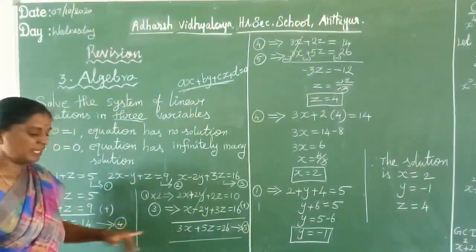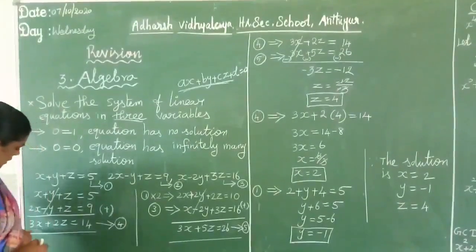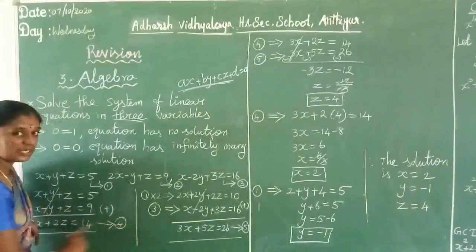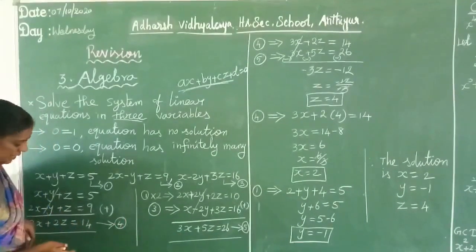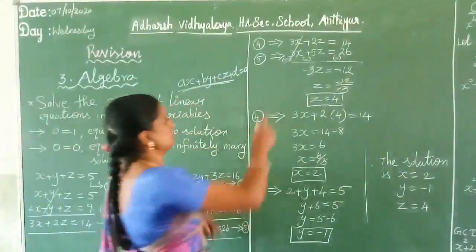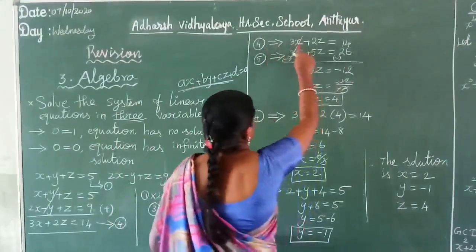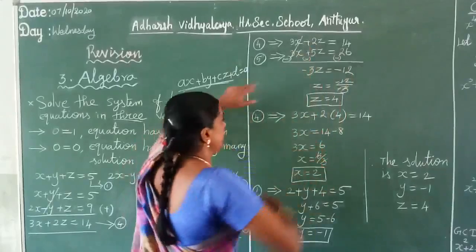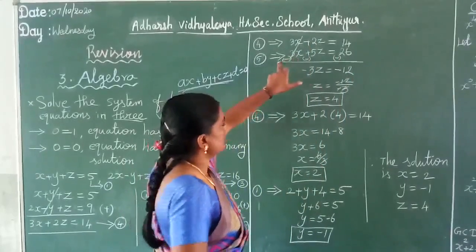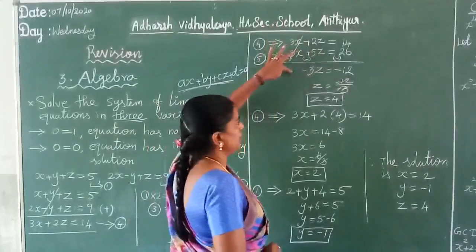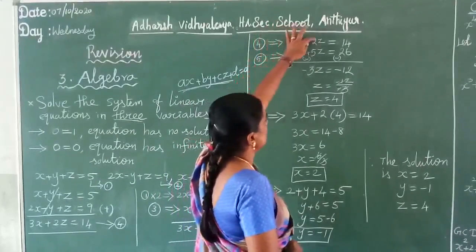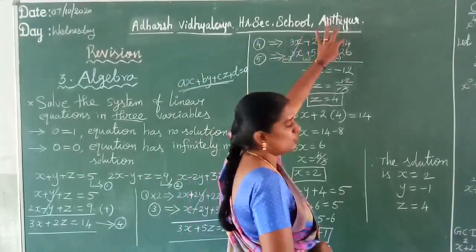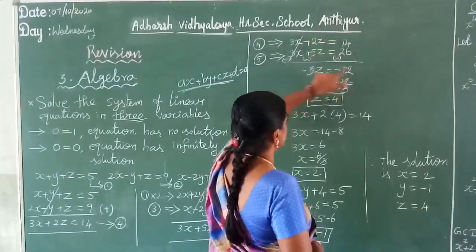Using these 2 equations, eliminate any one variable. See that here 3x, here also 3x. So both coefficients are the same. So first we eliminate the x term. See the fourth equation and the fifth equation: 3x plus 2z equal to 14, 3x plus 5z equal to 26. Here to eliminate the x term, how do we eliminate? Subtract, means these 2 are eliminated. So 3x minus 3x cancels. 2z minus 5z answer minus 3z. 14 minus 26 equal to minus 12.